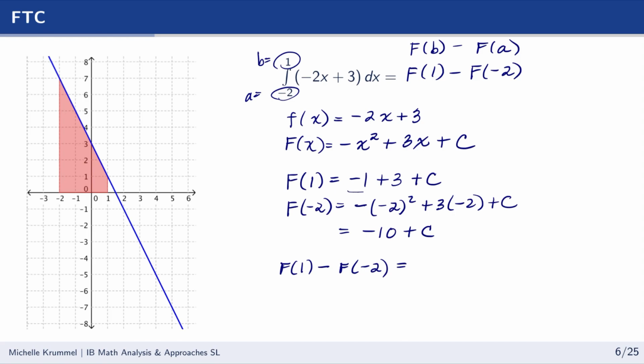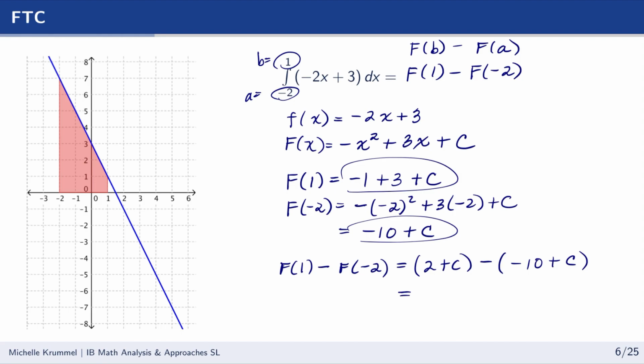Okay, so here's f of 1. I didn't simplify that, but that's equal to 2 plus c. So 2 plus c minus, and then f of negative 2 is right here, negative 10 plus c. And when we simplify that, we get 2 minus negative 10 is 12, and we get c minus c is 0. So in the end, we do get 12 as the answer.